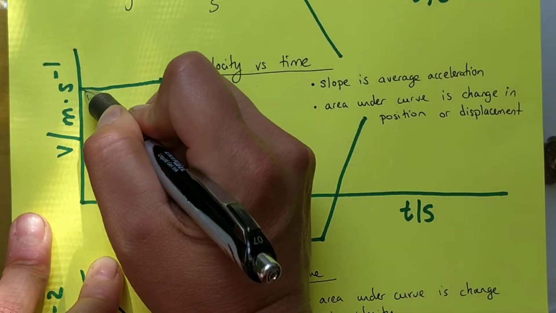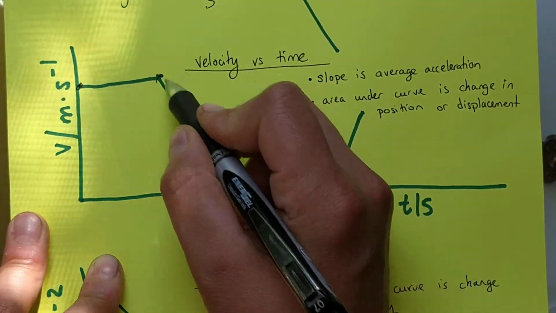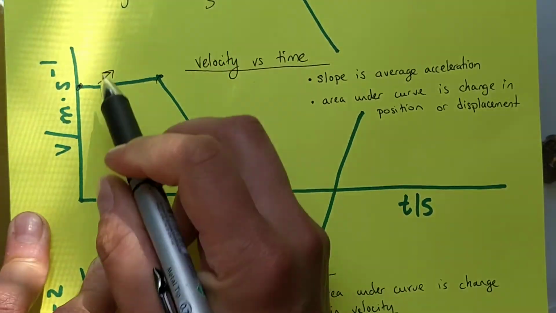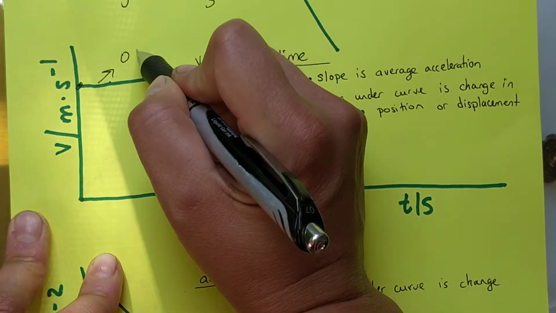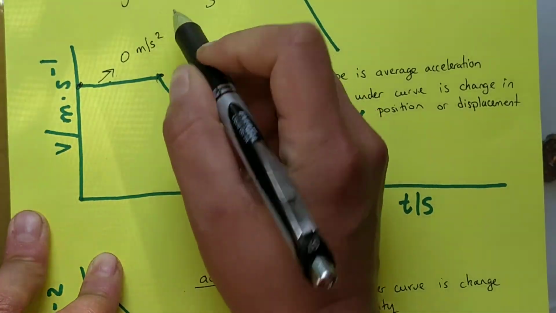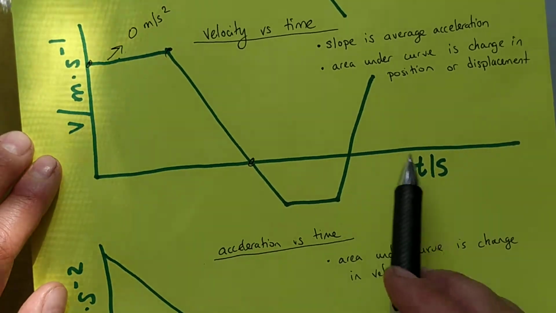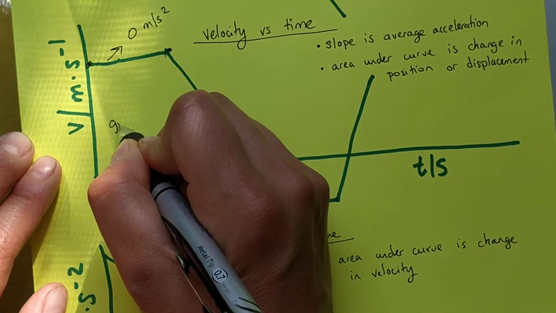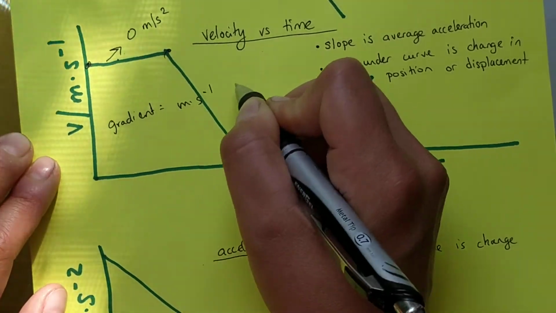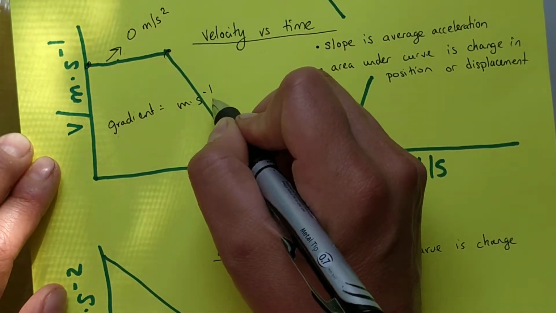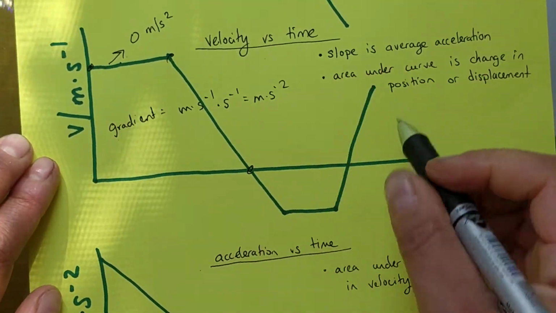So again, to prove this, by the way, what's the slope of a horizontal line? It's 0. Okay, so the units would be meters times seconds per second for the gradient. Meters times seconds to the -1 per second, times seconds to the -1, meters per second squared.